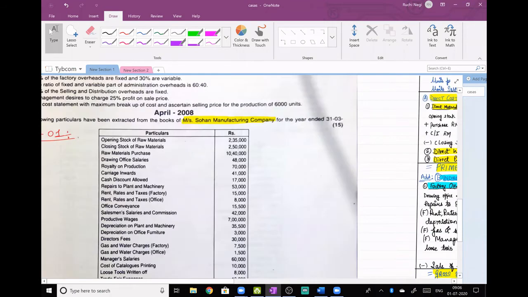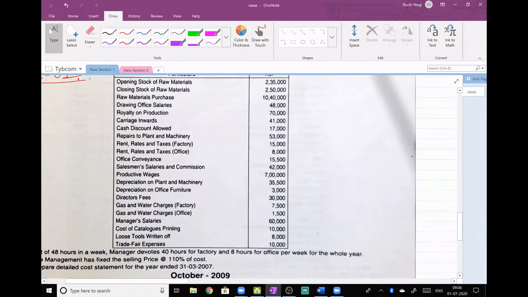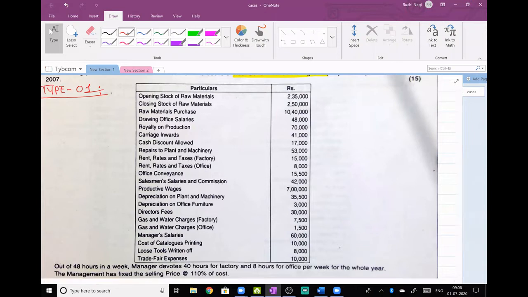This information will be there in your question paper. So what is all this? ये सब क्या है? ये जो दिया है, these are all expenses. Okay, and what do you have to do with these expenses, dear?